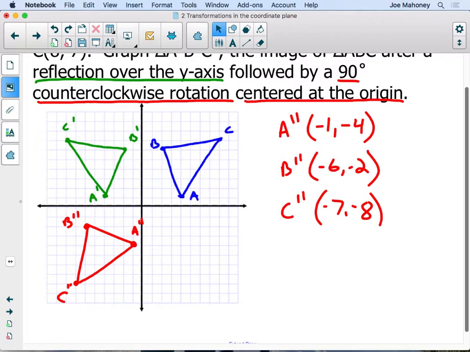That's how I do my rotations. I don't try to remember a rule. I turn my graph paper. I think that's the best way to do a rotation.